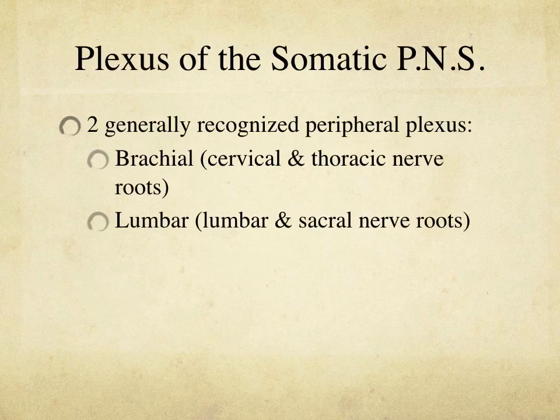So when we look at the peripheral nervous system, in particular the somatic part of the peripheral nervous system, we generally have two organized pathways, two organized plexes. The superior one is known as the brachial plexus. The brachial plexus is a combination of cervical and thoracic nerve roots. The lumbar plexus is inferior to this, and it's going to be a combination of the lumbar and sacral nerve roots.